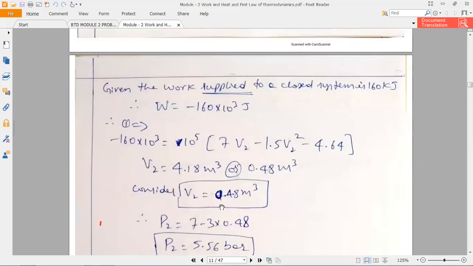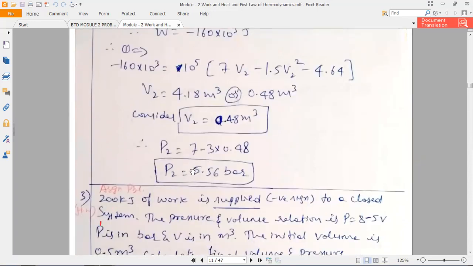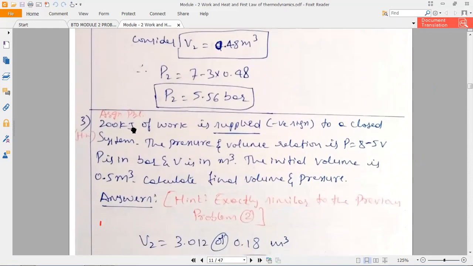V2 is equal to 0.48. Once you know V2, we can find P1 and P2 very easily. P2 is equal to 7 minus 3V2. Substitute the V2 value, and you'll get this value.